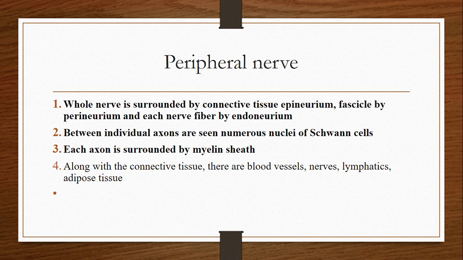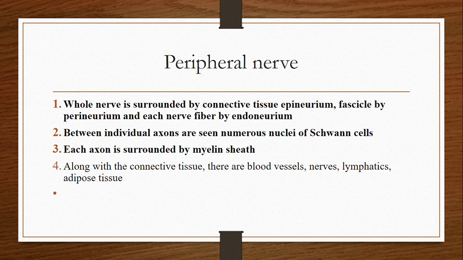They are named as epineurium. The whole nerve is covered by epineurium and the single fasciculus is covered by perineurium. Each nerve fiber is covered by means of endoneurium. So in a peripheral nerve, the smallest unit is a nerve fiber. Each nerve fiber is covered by means of endoneurium. And the covering of a nerve fiber is endoneurium.